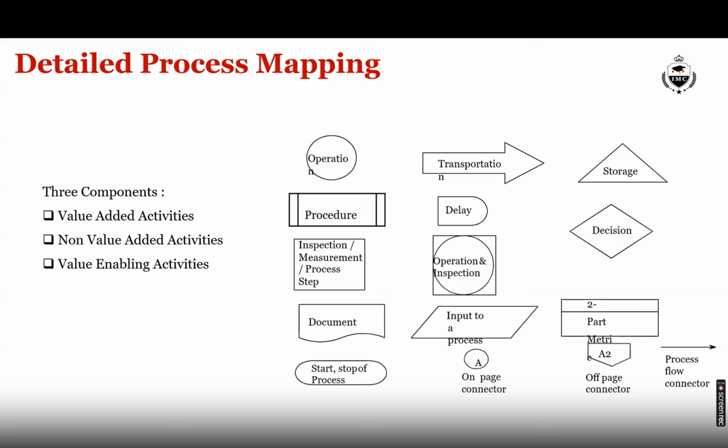symbols. Nowadays, everybody is aware of how to draw a flowchart and quite conversant with the flowchart symbols as well. So, with the help of flowchart symbols, you can very well draw a detailed process mapping of your current process, which ideally should have three components: value added activities, non-value added activities, and value enabling activities.